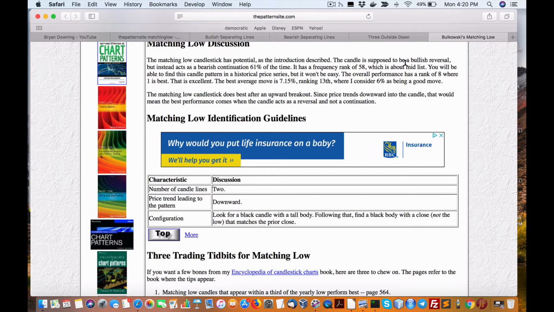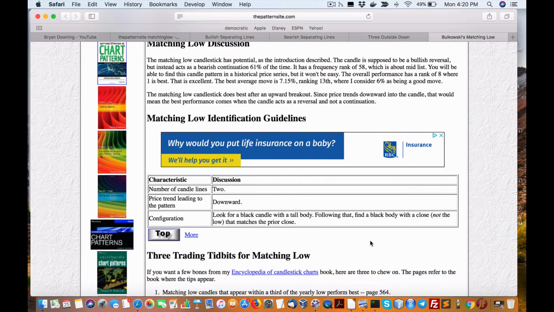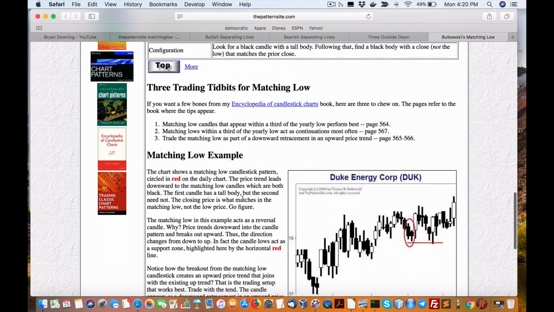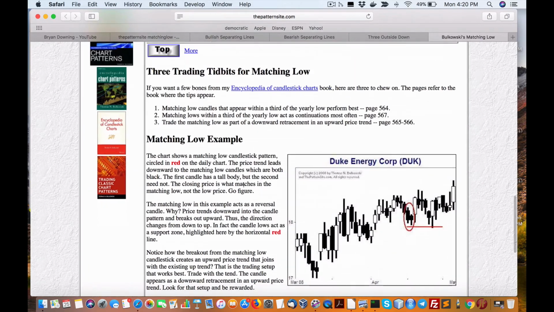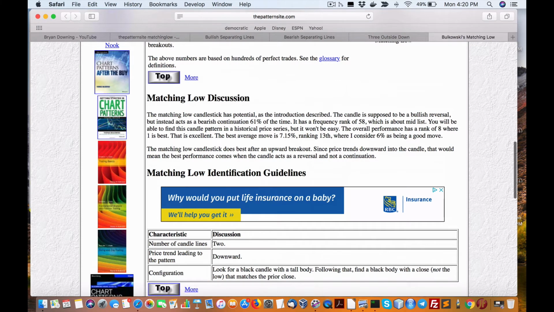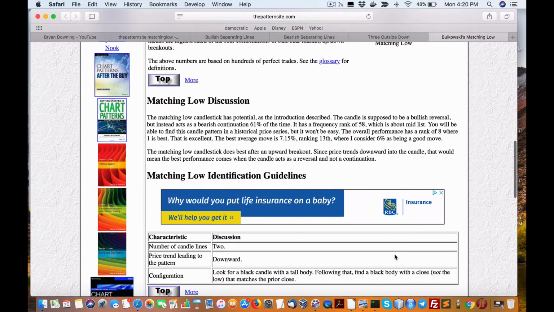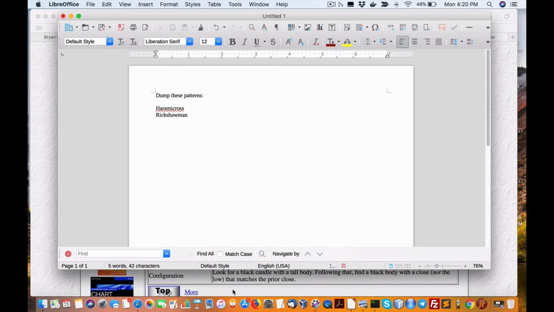Bullish reversal is supposed to be, but instead acts as a bearish continuation, and that's what it does. So I would definitely keep that, saying that we would expect the bear condition to continue, if I'm not mistaken. Now remember, this is an excerpt from the book, so what I'm basing that on is that it acts as a bearish continuation 61% of the time, and that's what it does. Along here, the bear continues. So I'm going with that. Okay, next one.